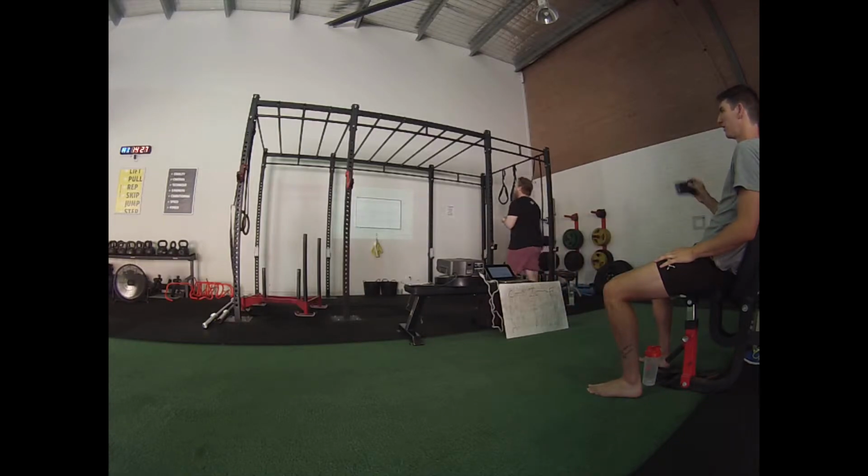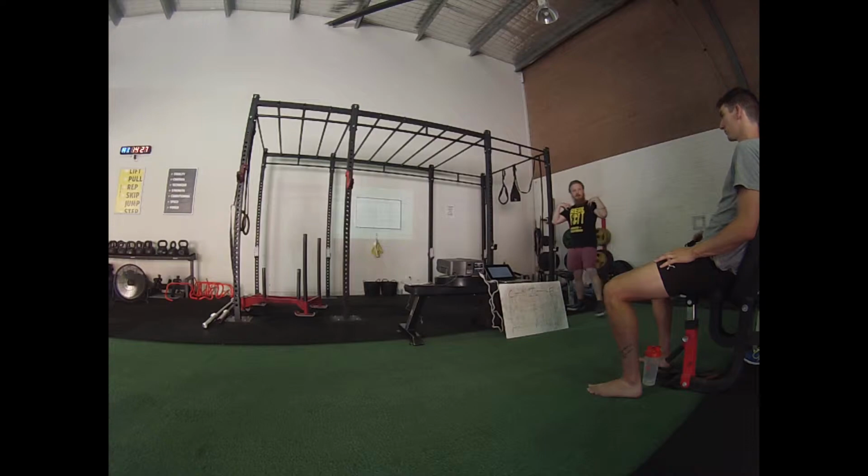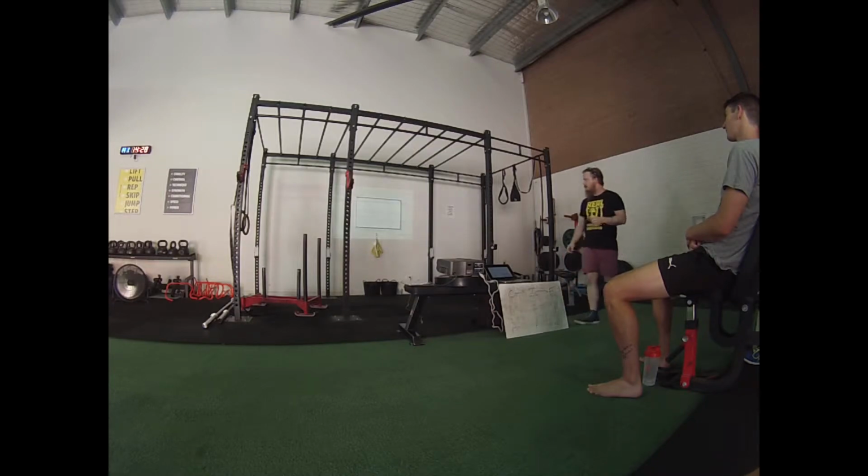We talked about compartmentalizing. The idea that power and leverage are expressed from the core to the interfaces through the extremities, and how failure at one location increases stress on the other. So even if the core is good, but the shoulders are bad, the core is going to have to be working a lot more because it's going to become more unstable, right? And then the extremities, you're going to see that it's going to be much more apparent. As far as prioritizing stress, we just talked about start with the core, work to the interfaces, work to the extremities.